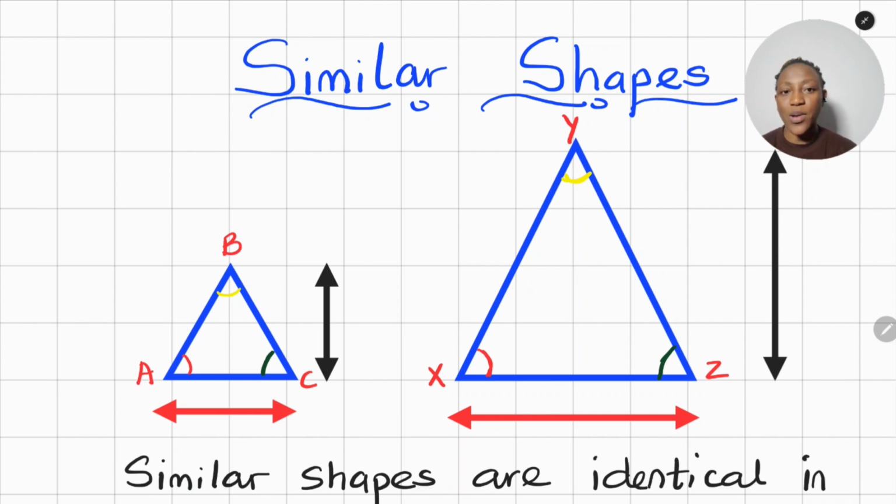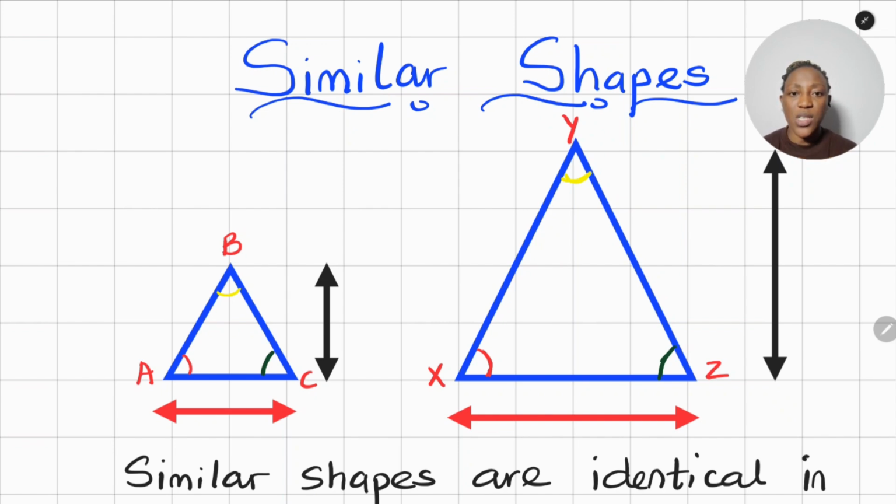Today we're learning about similar shapes. What are similar shapes? Similar shapes are identical shapes, that is, shapes that look alike, but they're not exactly the same size. You can think of similar shapes as shapes that are enlargements of one another, whereas congruent shapes are exactly the same thing.